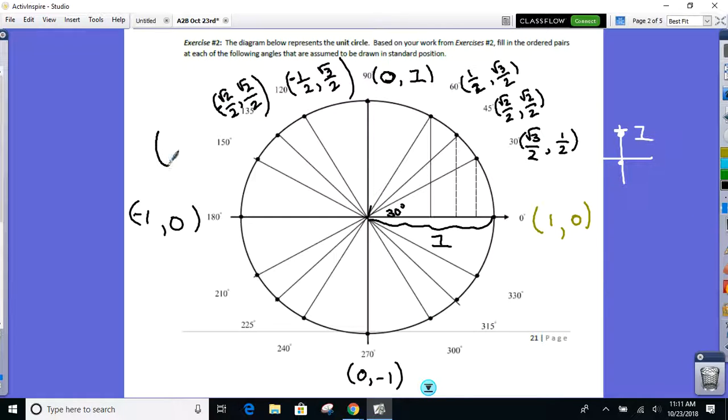150. Guess what the reference angle is for 150? 30. Radical 3 over 2, 1/2. But which one do I make negative? The x. Got it.